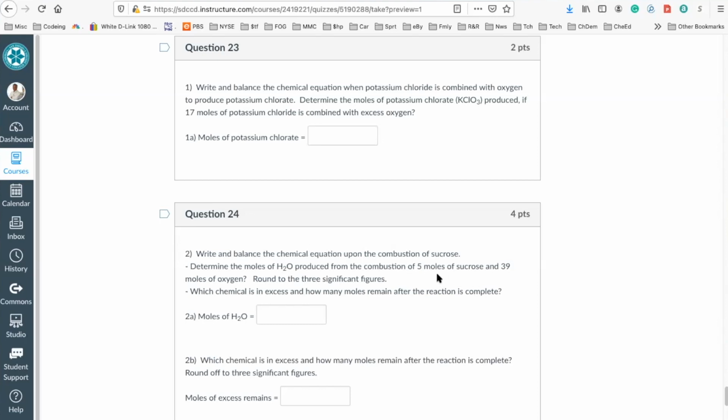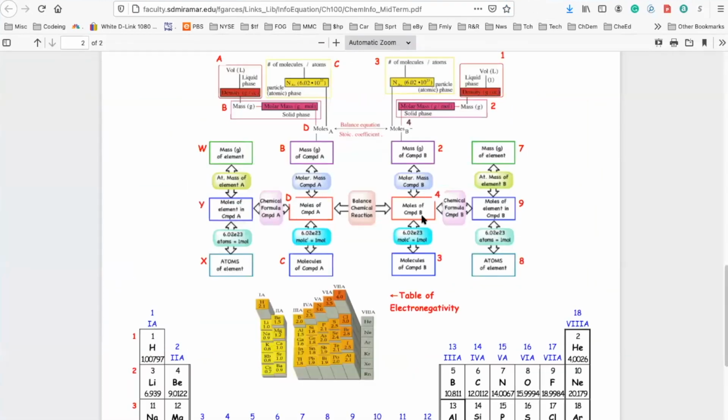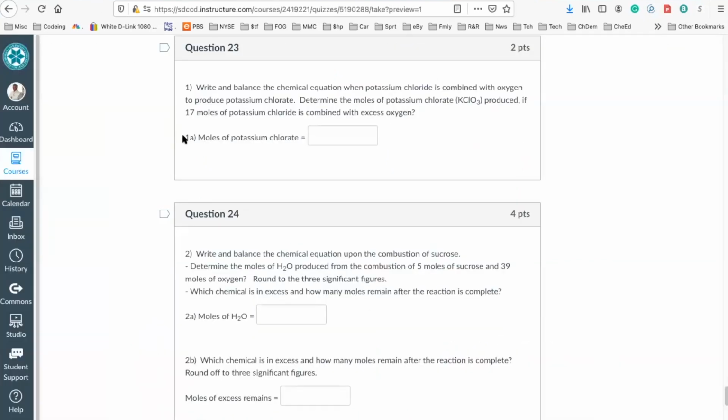You have to figure out how many moles of water is produced from 5 moles of sucrose, and how many moles of water is produced from 39 moles of oxygen. The lowest one is going to be your answer. So again, all we're doing is going from here to here and figuring out which one's the smallest using the balanced equation. So your activity is still there. It hasn't been lost. You just have to find it in Canvas.